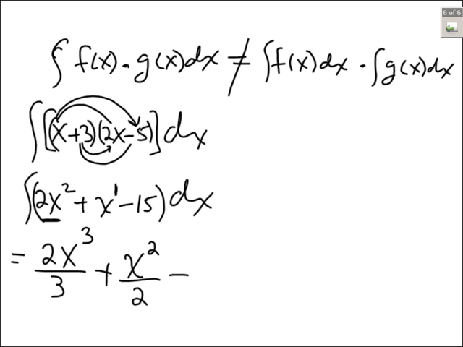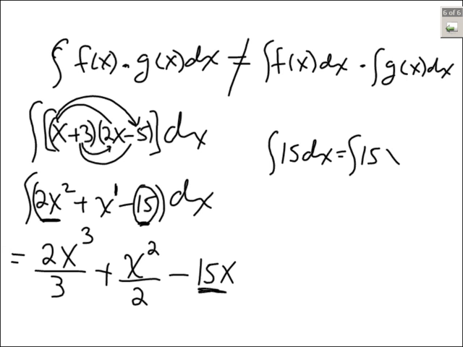Minus. Now, there are two ways of handling the constant. You can ask yourself, the derivative of what gives you 15? And I hope you would just say, oh, 15x. The derivative of 15x gives you 15. Or you can say that 15 is the same as 15 times 1, x to the 0 is 1. Don't do it this way. The antiderivative of a constant is a constant times x.